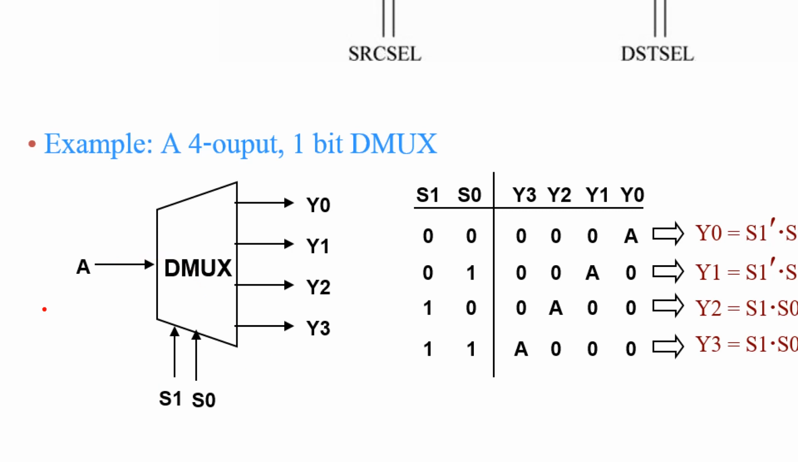If your data input is A, when you apply 0, 0, data A will go to Y0, then Y0 becomes A, and other outputs are not active, they become 0. When you apply 0, 1, the output at address 0, 1 or Y1 becomes A. When you apply 1, 0, it will go to 1, 0 or Y2 position, and 1, 1, A goes to Y3.